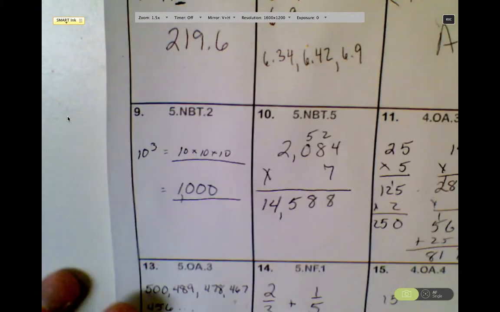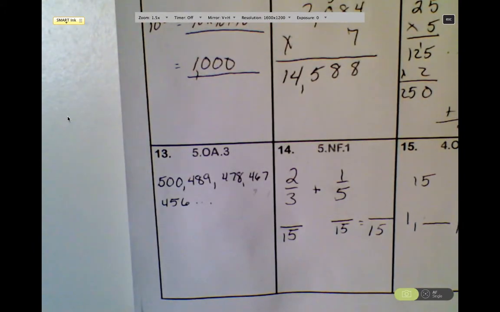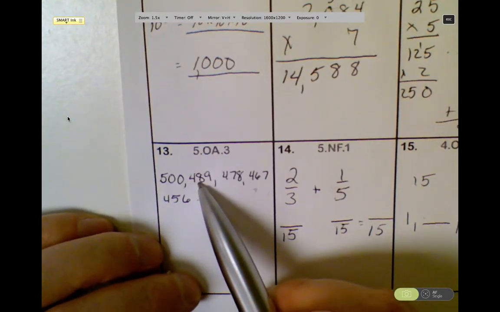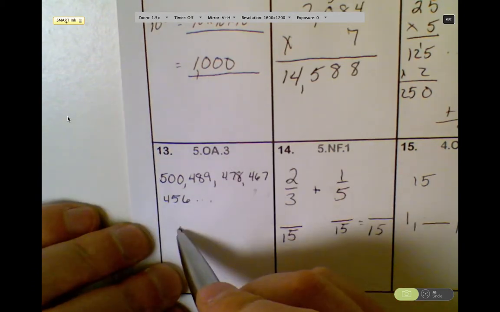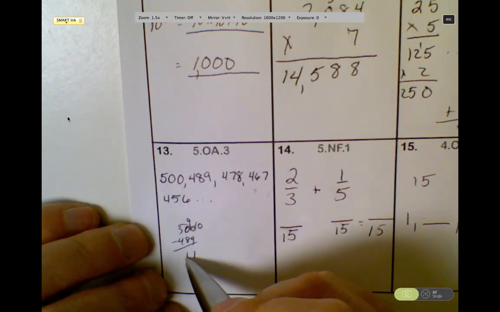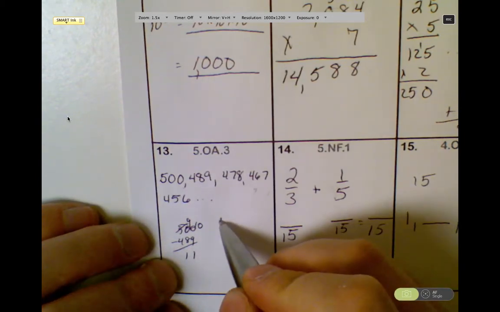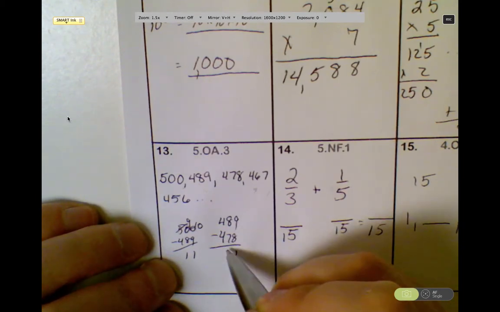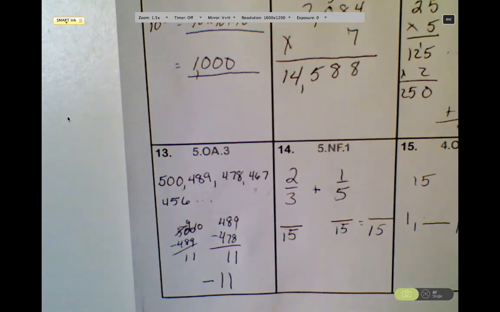Number 13. 13's asked me to identify the pattern by stating the rule. I can tell it's getting smaller. Therefore, it's got to be some kind of subtraction or division. It doesn't look like it's division to me, so I'm just going to go ahead and subtract the first two numbers. Okay, and I get 11. Just to be on the safe side, I'm going to go ahead and do the second two numbers as well, just to make sure there's no crazy pattern going on. That's also 11, so I can subtract 11 from my pattern.